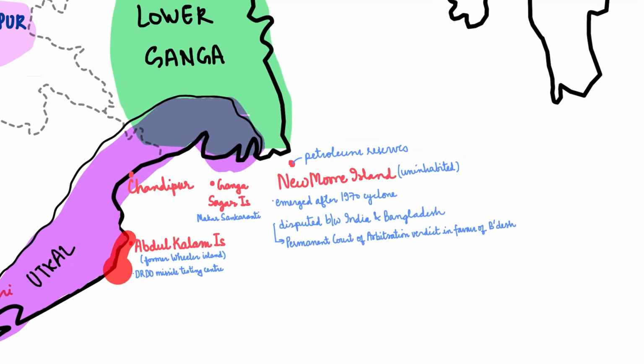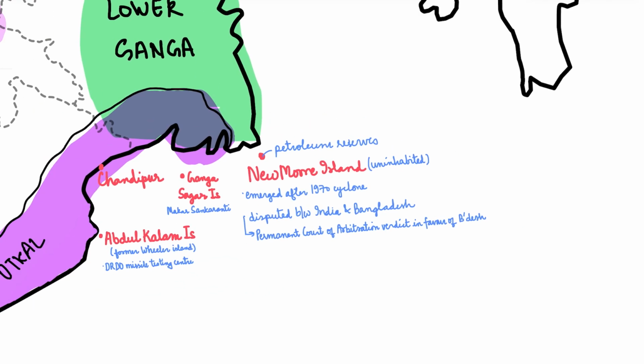Then there is Abdul Kalam Island in the Odisha coast, which was formerly called the Wheeler Island, and the DRDO Missile Testing Center is over here. Then there is New Moore Island, which is uninhabited.